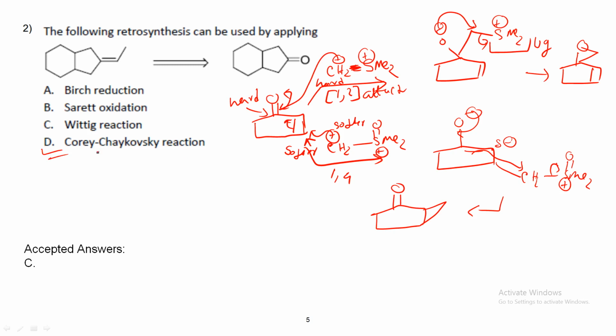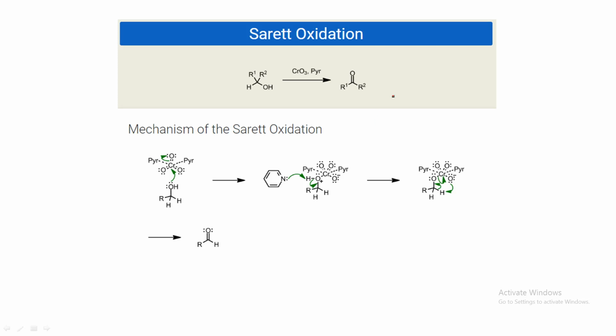For the Sarett oxidation, it is well known, but let me discuss it a little. In the Sarett oxidation, the chromium trioxide and two pyridine molecules form an aggregate known as Sarett reagent, and this is used for oxidation reactions. So let's say here we have this particular primary alcohol. Not a secondary one. If a secondary alcohol is there, we would generate a keto compound.